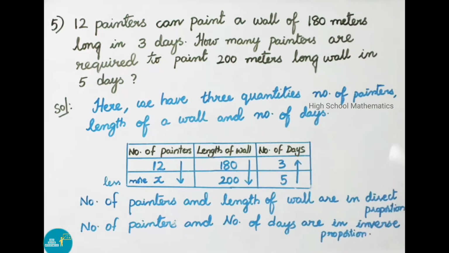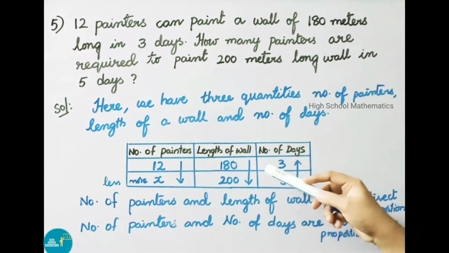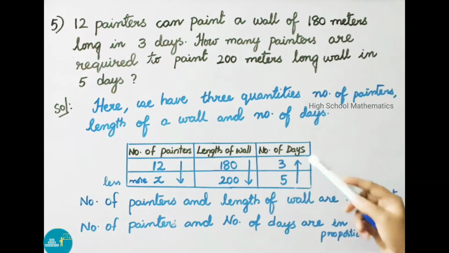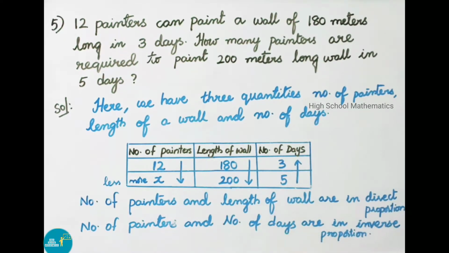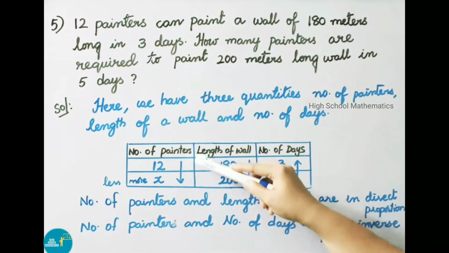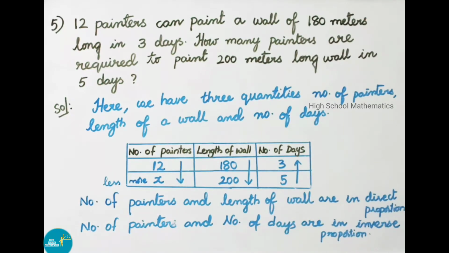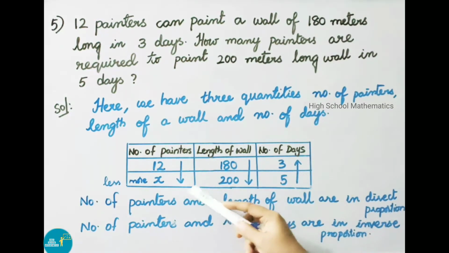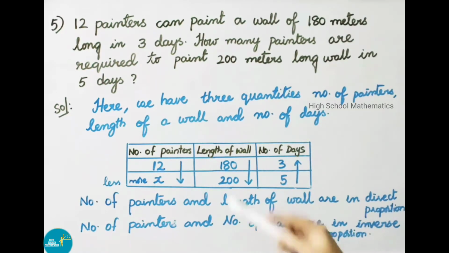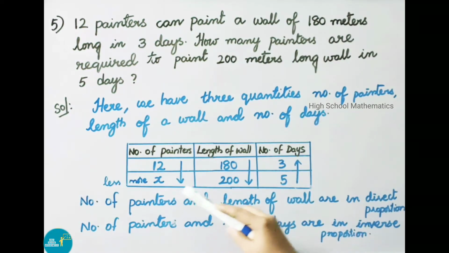Here we have three quantities, that is number of painters, length of a wall and number of days. See here, 12 painters can paint a wall of length 180 meters in 3 days. Then how many painters can paint a wall of length 200 meters in 5 days? Here unknown quantity we have taken as x and we represent this with downward arrow. Now we have to compare number of painters with other two quantities. 12 painters can paint a wall of length 180 meters. Then more number of painters are required to paint a wall of length 200 meters.